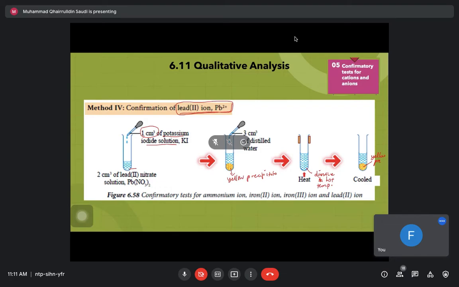Ingat tak apa nama salt ni? What is this salt? What is this yellow precipitate salt? Apa nama salt kita ni? Dia adalah insoluble salt sebab dia precipitate, tapi bila kita panaskan dia akan dissolve. Bila kita sejukkan balik, dia akan jadi precipitate balik. What is this salt? This yellow precipitate ni, nama apa salt dia? Ingat lagi tak?